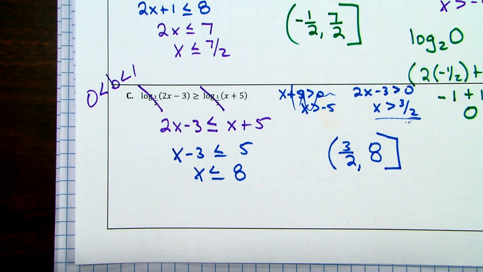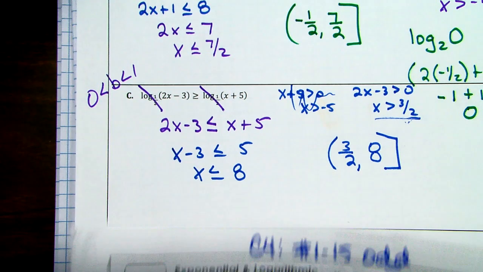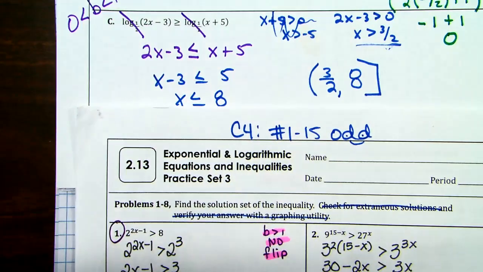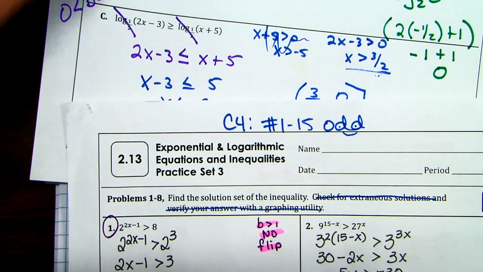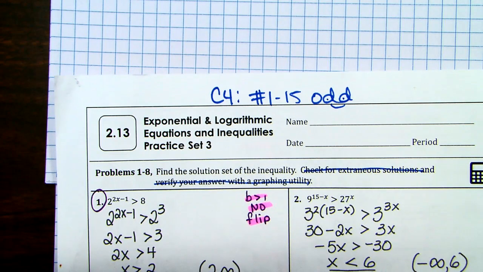Did that one make sense, Lexi? Yeah. That's one too. Okay. I'll come. 1 through 15, odd. 4 exponentials, 4 logs.